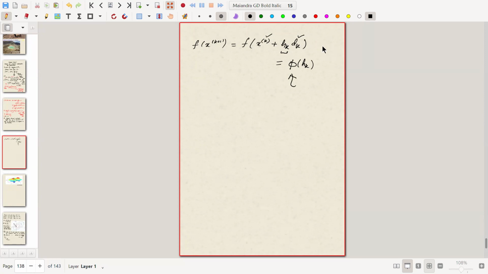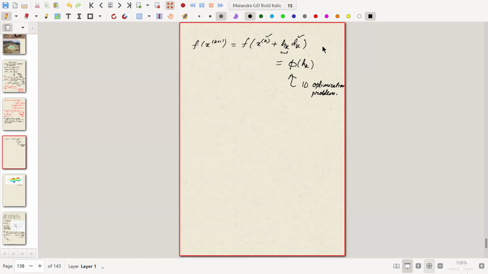Can you think? It only depends on hk. It doesn't depend on more than one variable, right? So it's a 1D optimization problem. So finding that optimized h value for which f is minimum is just saying that we minimize phi. Minimize phi, isn't it? Is that okay with you?